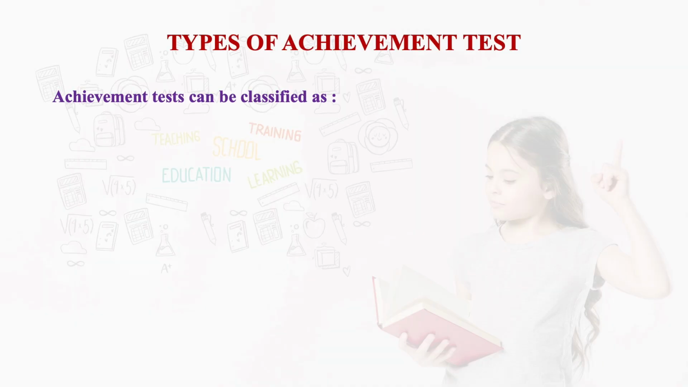And the other types of achievement test are the teacher made achievement test and the standardized achievement test. I have already discussed in my earlier video lesson what a teacher made achievement test is and what a standardized achievement test is. So far as the type of achievement test is concerned, it is of two types: teacher made and standardized.